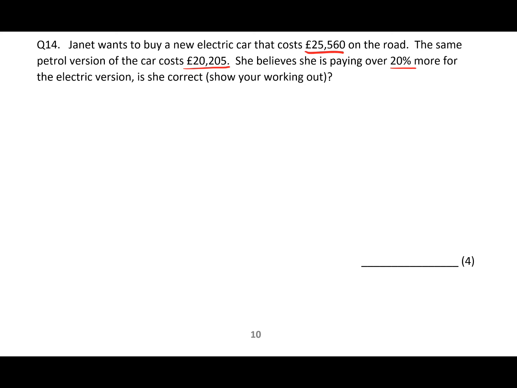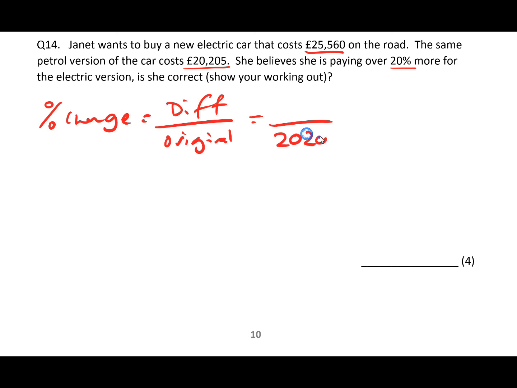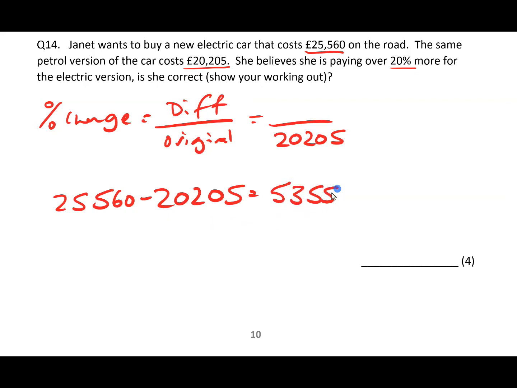Well, to work out the percentage change, all you need to do is find the difference between the two amounts divided by the original. So the original amount is the 20,205 of the petrol version, and then we need to work out the difference, which is 25,560 take away 20,205. And that's £5,355 more. So 5,355 as the difference. So as a percentage, we would multiply this by 100.